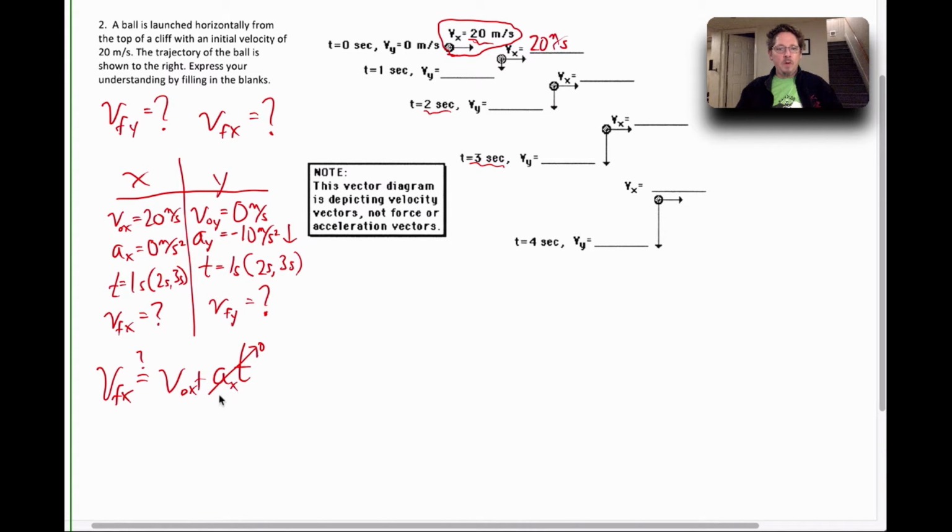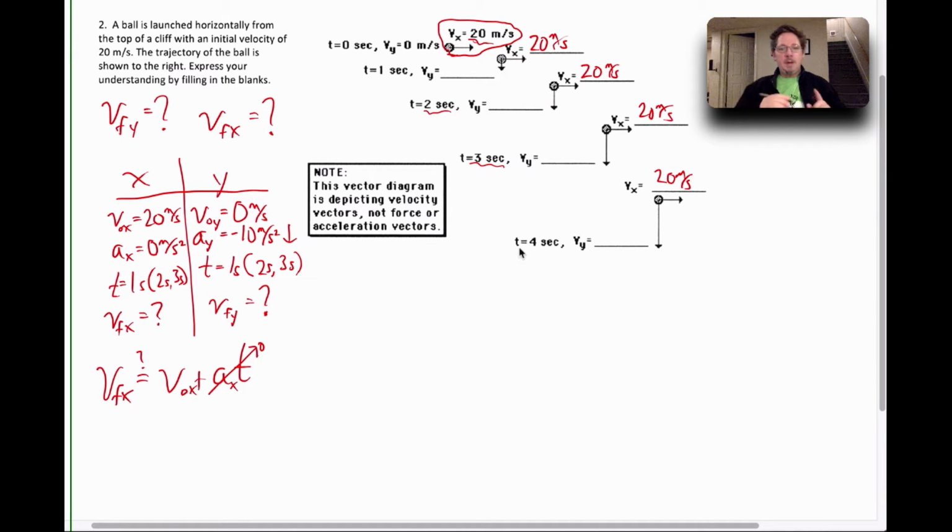after 1 second, it's 20 meters per second. And I can change out my givens, 2 seconds, 3 seconds. It's still going to be v final x equals v original x. 20 meters per second, 20 meters per second, 20 meters per second. And the last one, yeah, 20 meters per second.